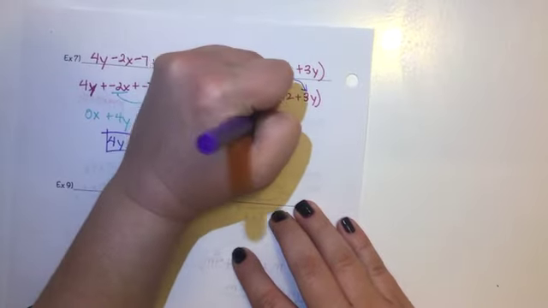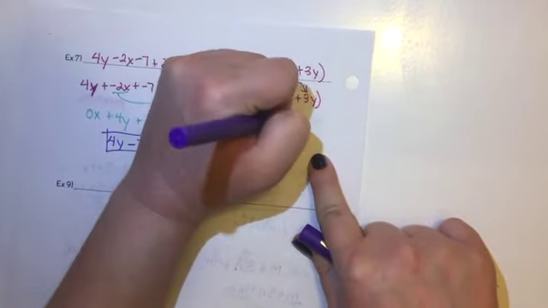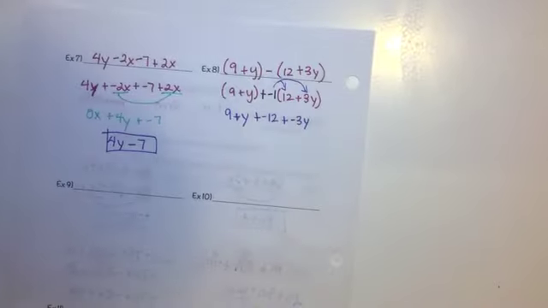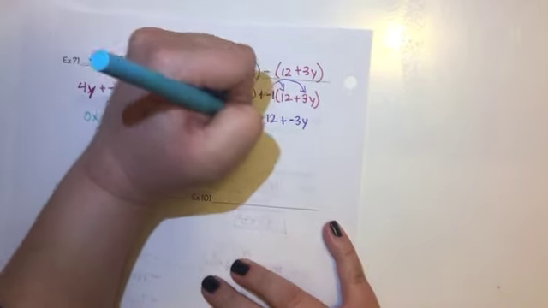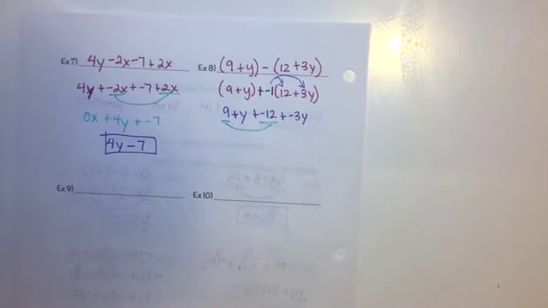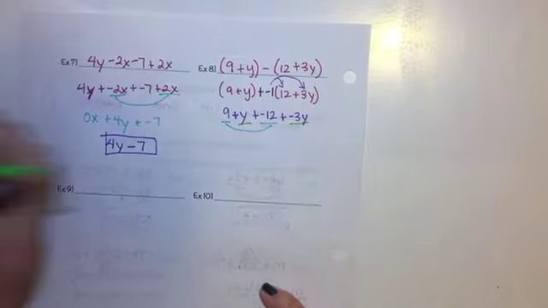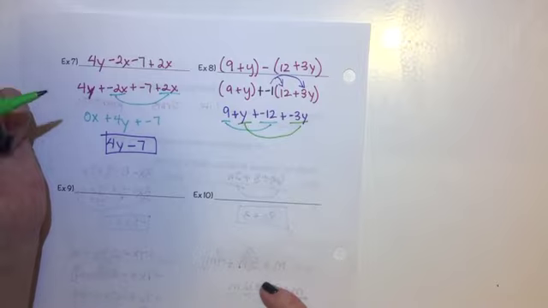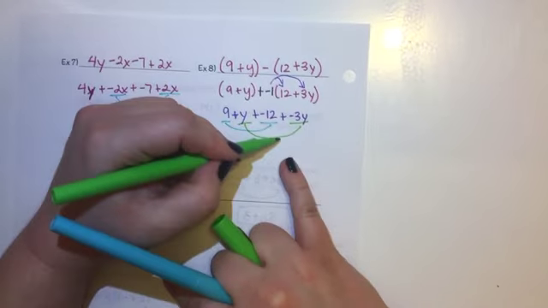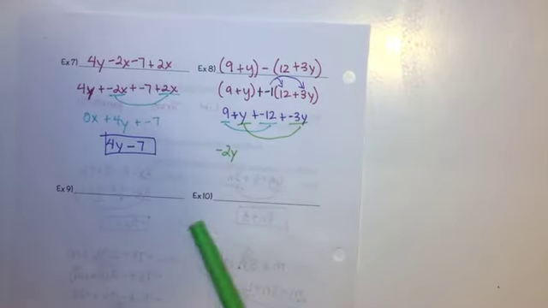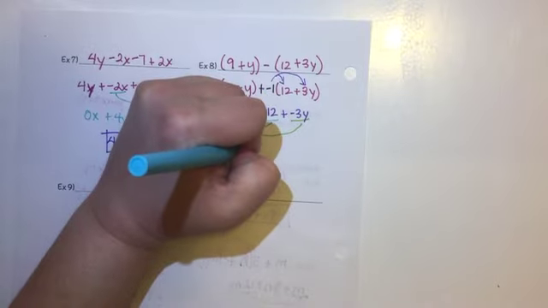So 9 plus y plus -12 plus -3y. And we can go ahead and identify our like terms. We've got 9 and -12, and then we've got y and -3y. So we want to do our variables and coefficients first. So y plus -3y is just -2y. And then 9 plus -12 is really just plus -3.